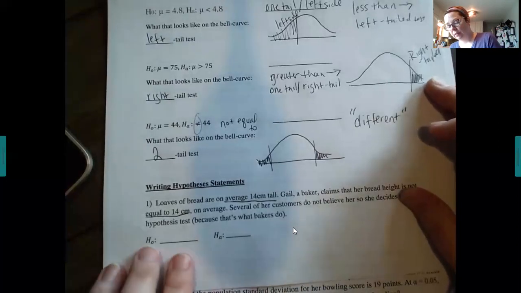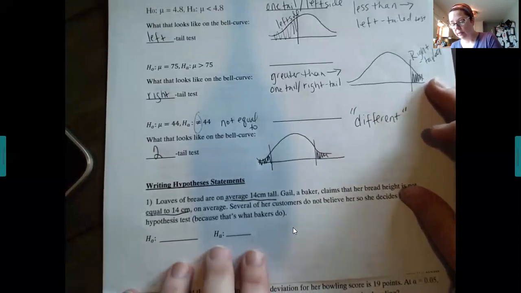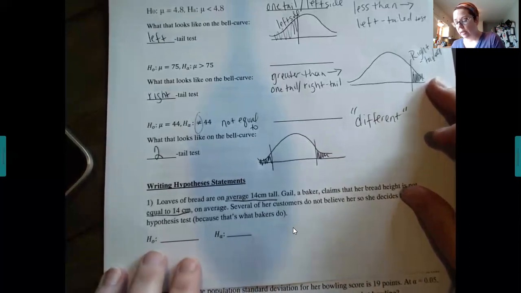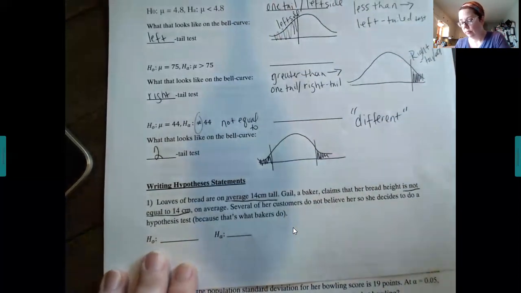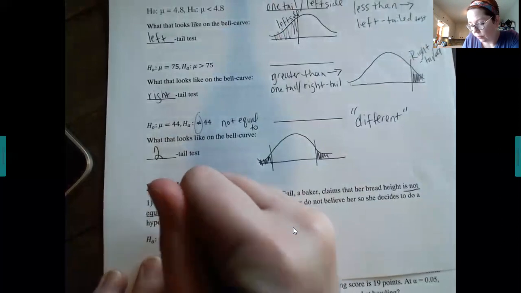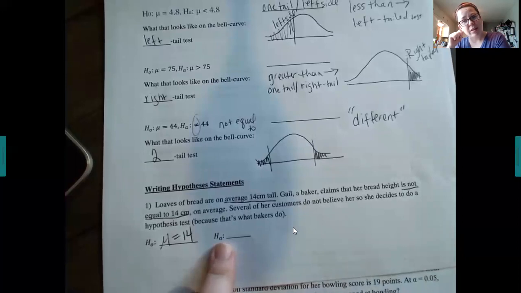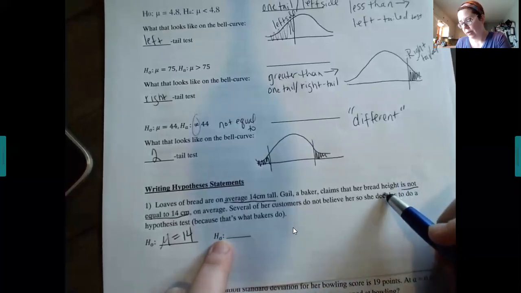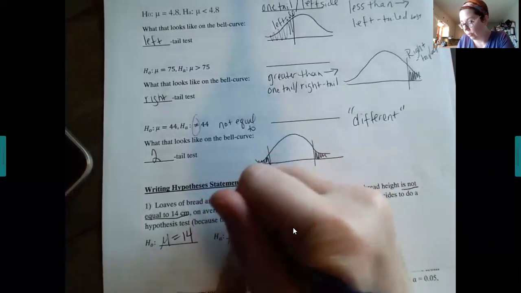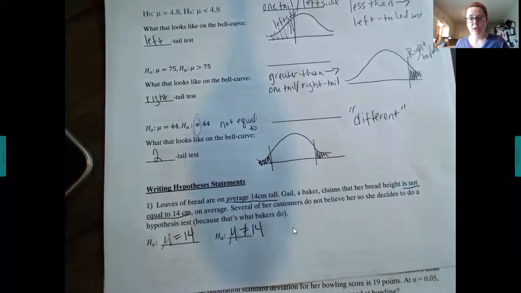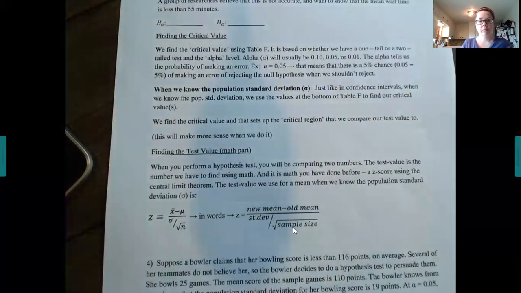So first thing is we have to set out the claim. We set out the null hypothesis, and then we set out our claim, our alternate. So it tells us right in the first sentence that the average is 14. She didn't say they're greater than or less than, she just said that her bread height is not equal to 14. So that would be the null, and that would be the alternate claim.